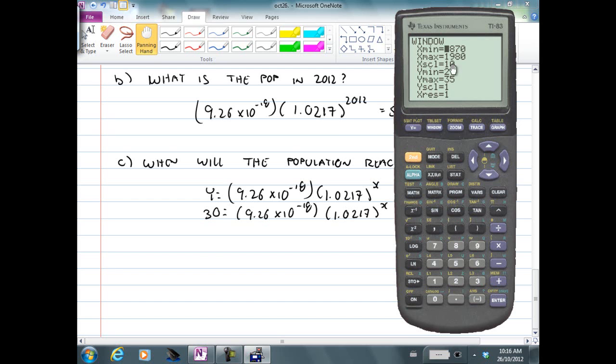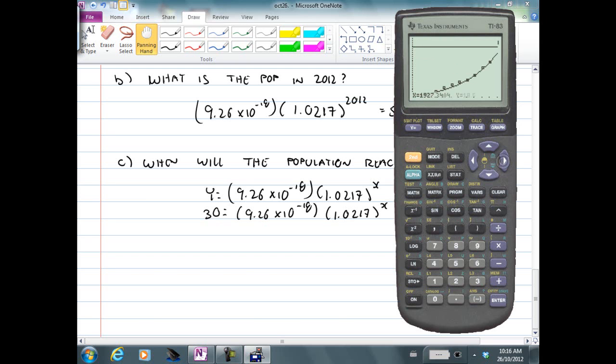Now I'm going to show you how to graph. Once you get your curve, that's plotted in y1. But now the question says, when is it equal to 30 million? So here's the last part you're going to do. Hit y equals. This is your original curve. Under y2, you're going to punch in 30, because they want to know when it hits 30 million. Then hit graph.